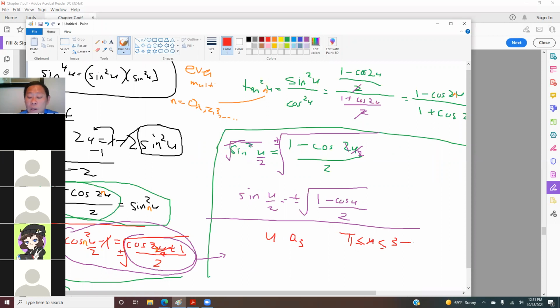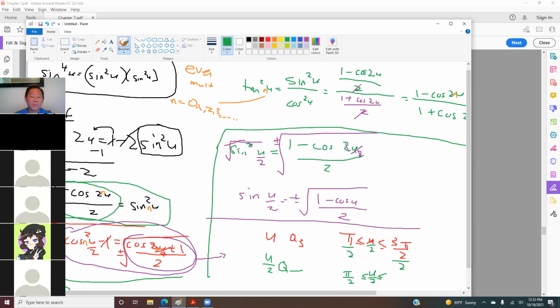Now you need to figure out what quadrant u over 2 lies in, where it is. How do we do that? We just divide this inequality by 2. When you divide by 2, everything has to be divided by 2. So now you will get u over 2 here, and you will get pi over 2.